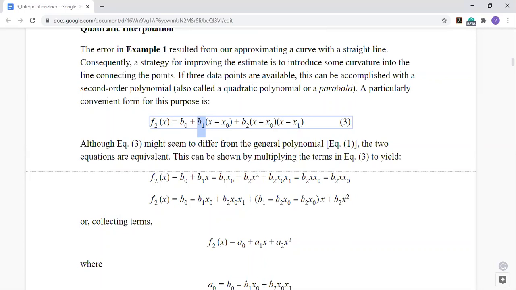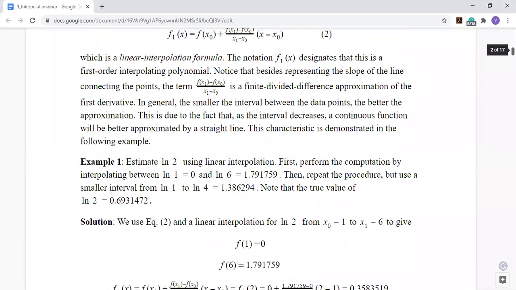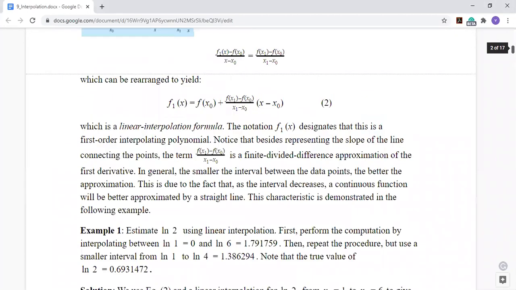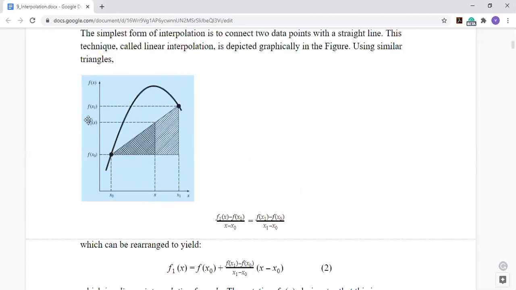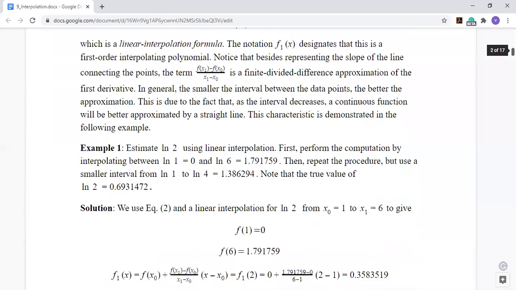Okay, there is a question. Is linear interpolation always first order? The answer to your question is that linear interpolation is simply a straight line. So for linear interpolation, it's a first order polynomial you are fitting. A linear interpolation is a straight line, and it is also a first order polynomial. From second order upwards, it becomes a curve. A first order polynomial is simply a straight line.